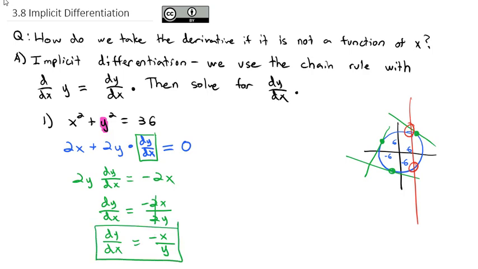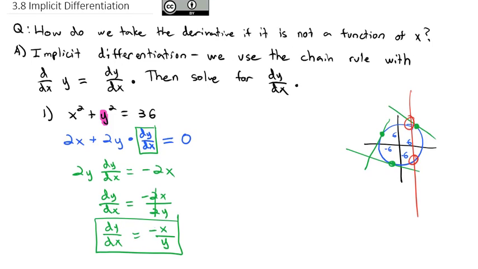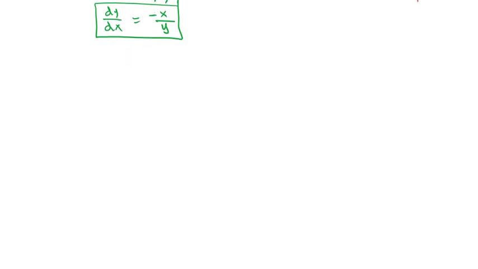So the slope of the tangent line of this circle is negative x over y. We would then know from our point what x and y are, and we'd be able to find the slope at any given point. Now, that was a simple example. These examples can quickly increase in complexity as we combine quotient rules and product rules and chain rules and all the other rules we've seen. So let's try several of these examples.